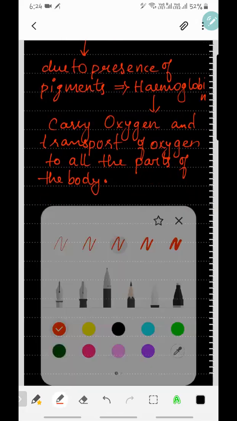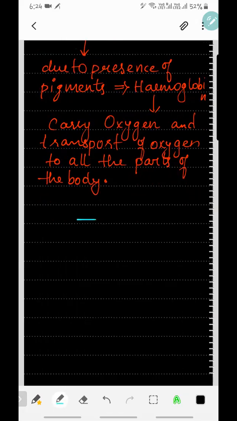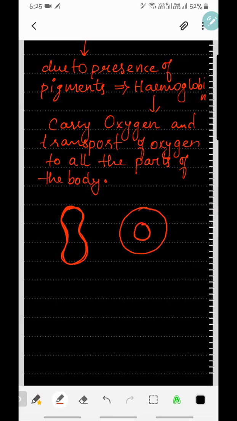One thing you have to remember, that let us say this is actually the structure of RBC when you see from the side view. It will be dumbbell shape. This is the side view. If you see from the front view, at center you can find the depression. Okay, this is the side view and front view.